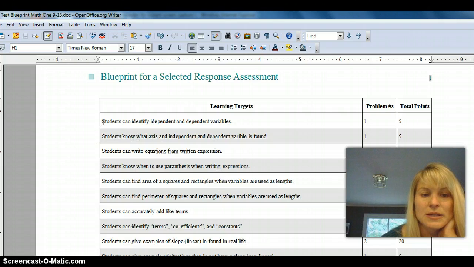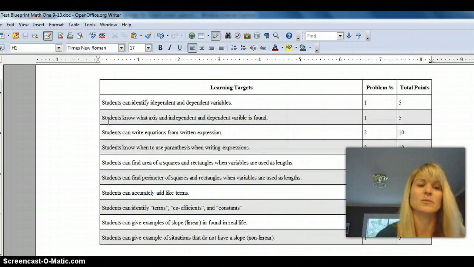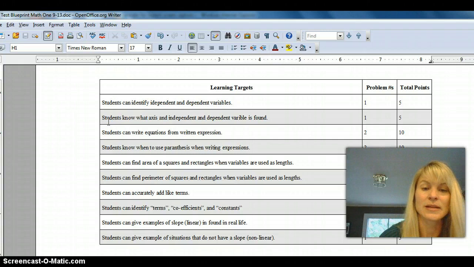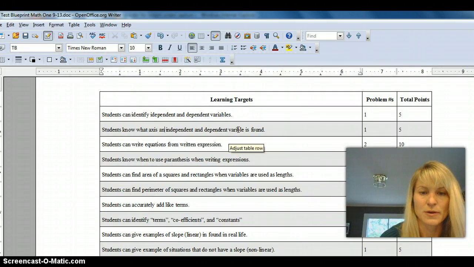So you can see that it says students can identify independent and dependent variables. There'll be one question on that, and it'll be worth 5 points. Same thing for the next one. Students know what axis an independent and dependent variable is found on. And I spelled variable wrong.